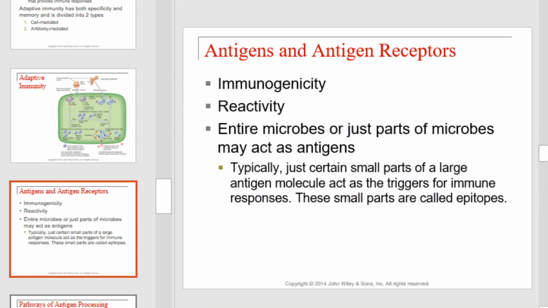Antigens and antigen receptors. Antigens and antigen receptors infer immunogenicity and reactivity, and they can be made up of entire microbes or just parts of microbes that might act as antigens. Typically, just certain parts of a large antigen molecule act as the triggers for immune responses. These small parts are called epitopes.